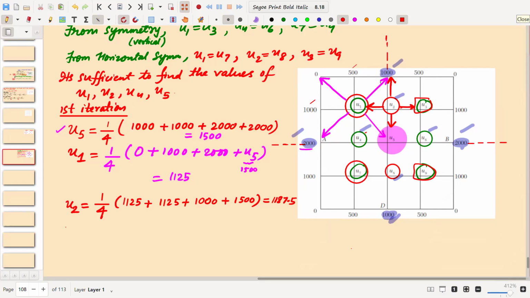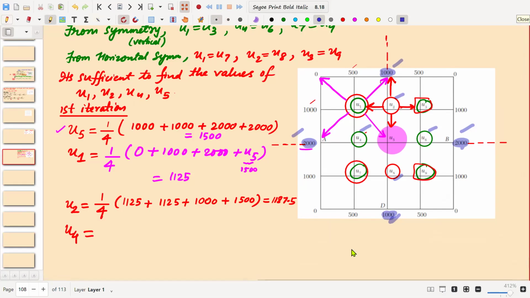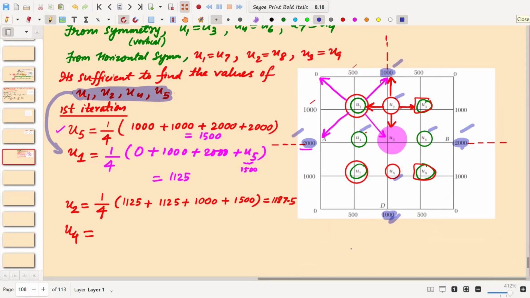After U2, can we compute U4? See, I told you here already. Why are we doing this? Because if we calculate these values, we can obtain all the other values. And the same thing we are doing here.